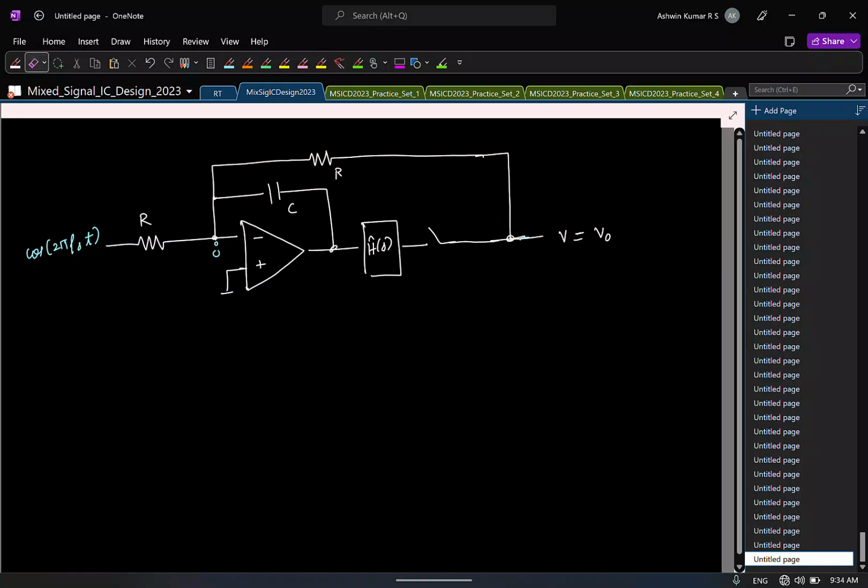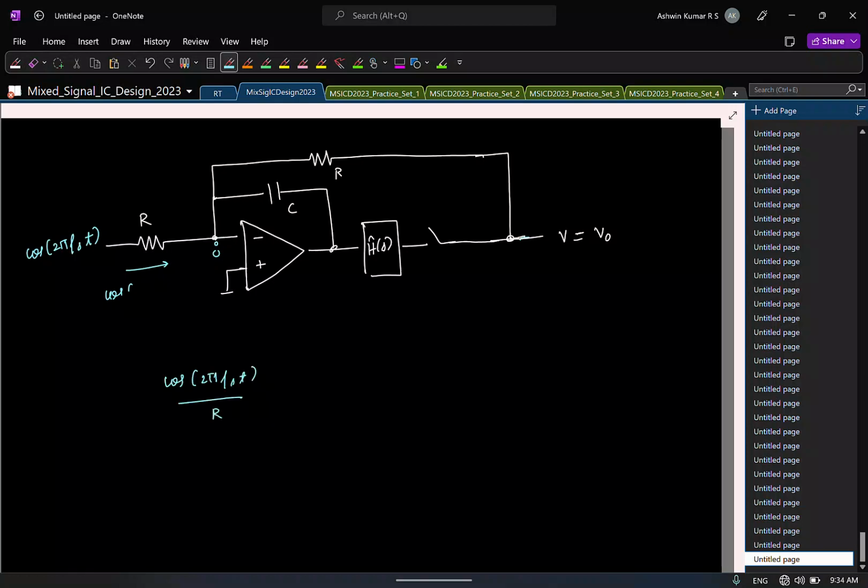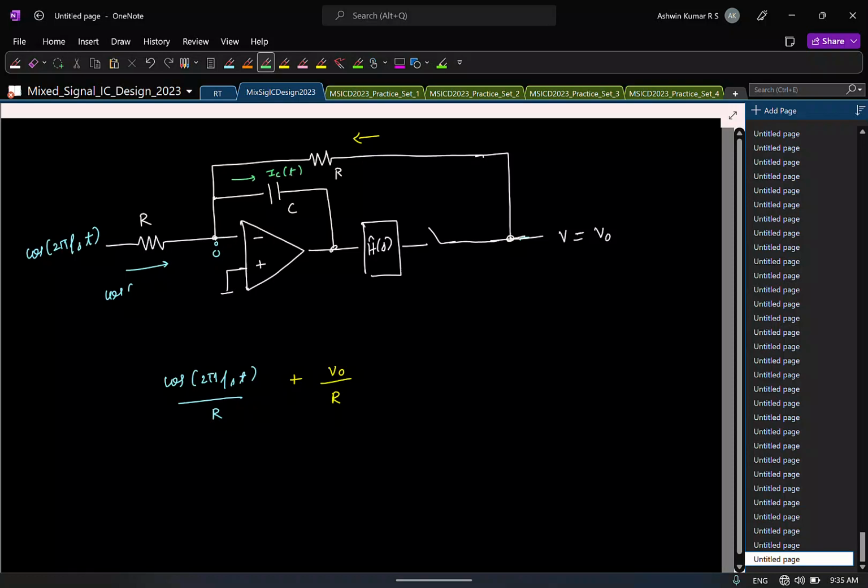So what can you say about the current through this path? What will be the current? That by R. So this current is cos 2 pi Fst by R. What do you think will be the, say, current here? Output has only DC, so it's constant current DC, which is V0 by R. So what will be the capacitor current here? Let us say IC of t. Sum of these two. So let us say IC of t will be sum of these two.